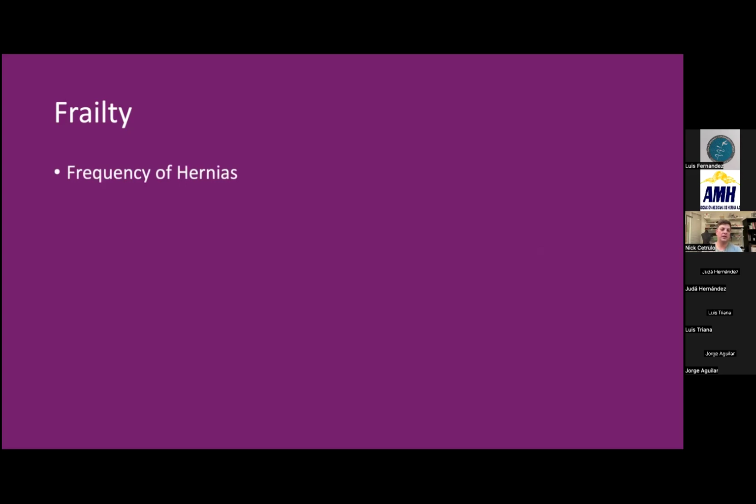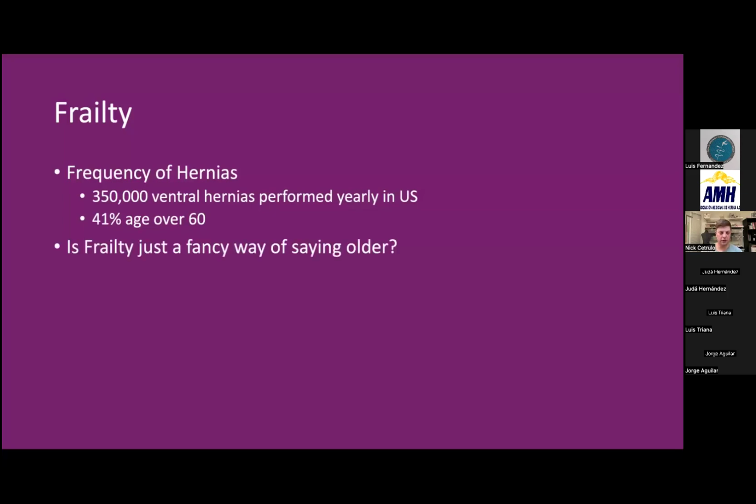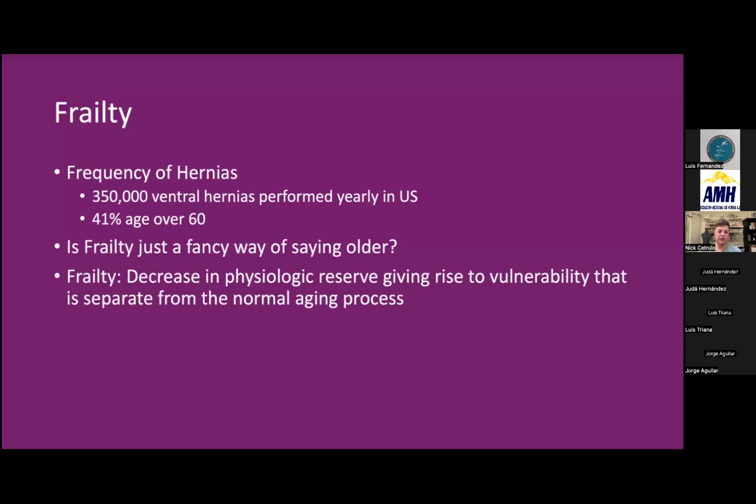This population has a high frequency of hernias. In the US, 350,000 ventral hernias are performed yearly, and over 40% of these are in patients over 60. So although I previously said age is just a number, frailty does occur more often in older patients. So is it really just a fancy way of saying who's older? It's really this decrease in physiologic reserve giving rise to vulnerability that's separate from the normal aging process. So another way to put that is we're not just saying that this is just an old person who won't be able to keep up.